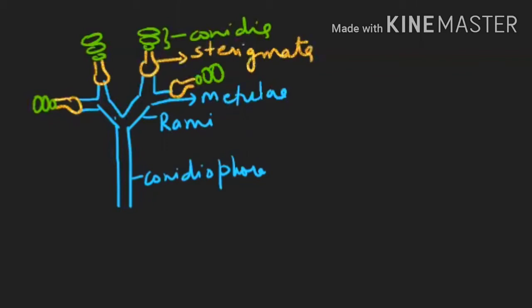So if you see the diagram, you are able to assess it also. Conidia are not born in any sac-like structure. They are directly born on the sterigmata. That is why we say they are exogenous spores. And this is a case of Penicillium.